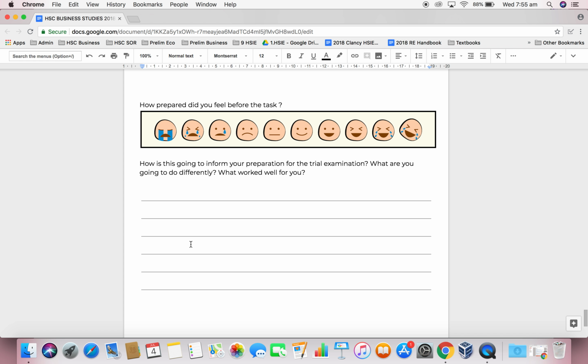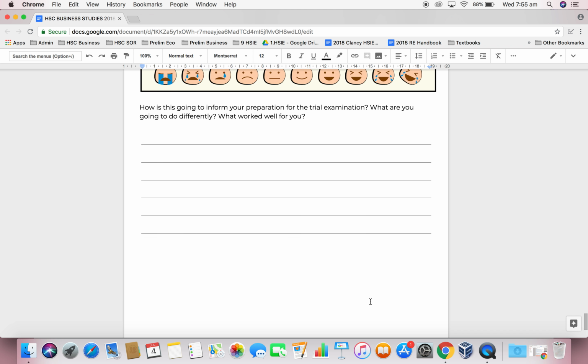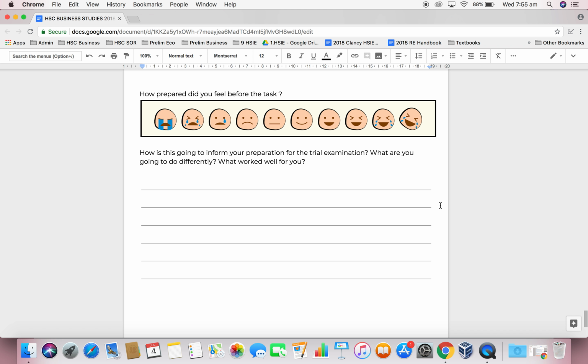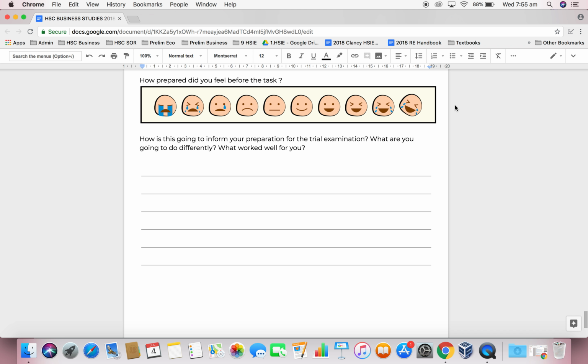It is really important that we think about this assessment task 3 as a stepping stone to preparing us for this upcoming trial. So guys, your feedback sheet should now be complete. Have another look through your work, and I hope that you've taken some value out of this. All right, thanks guys.